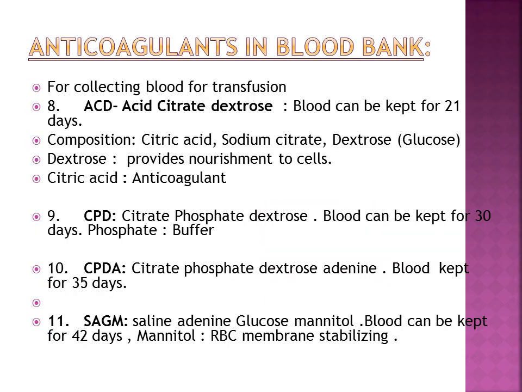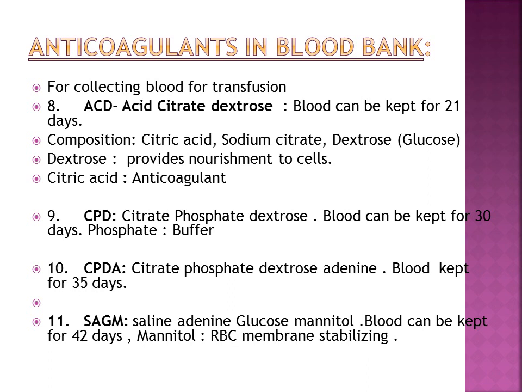Anticoagulants used in blood bank. First it was ACD, that is acid citrate dextrose. Then it was CPD, that is citrate phosphate dextrose, and now CPDA is used, that is citrate phosphate dextrose adenine, or sometimes SAGM, that is saline adenine glucose mannitol. So we will see the functions of each component.